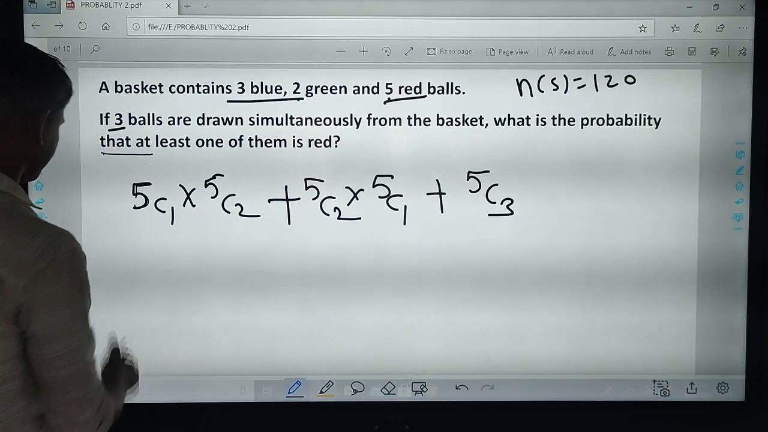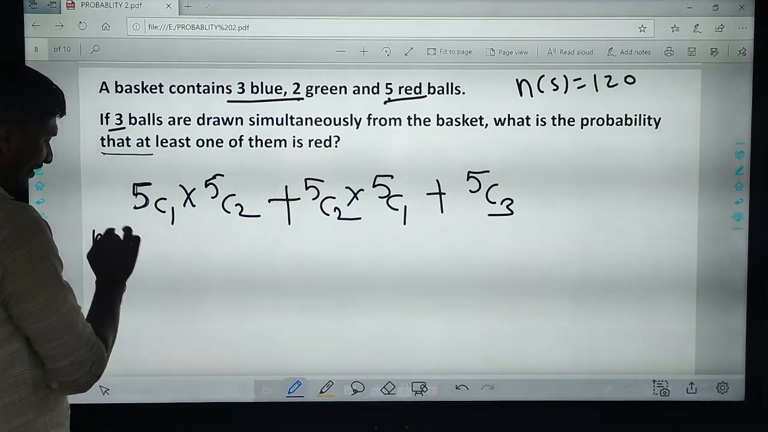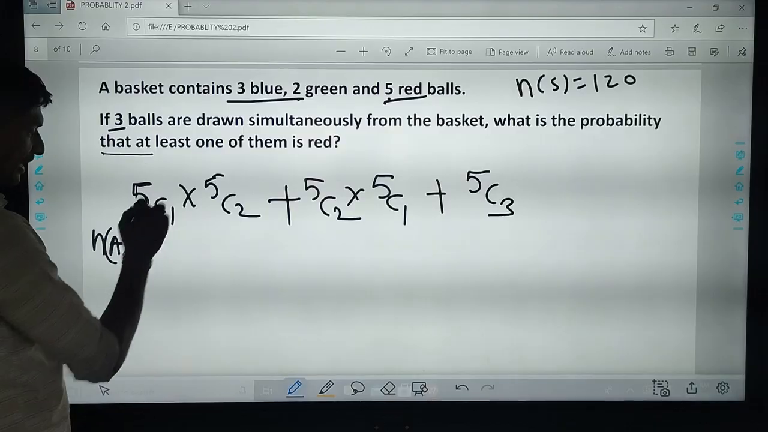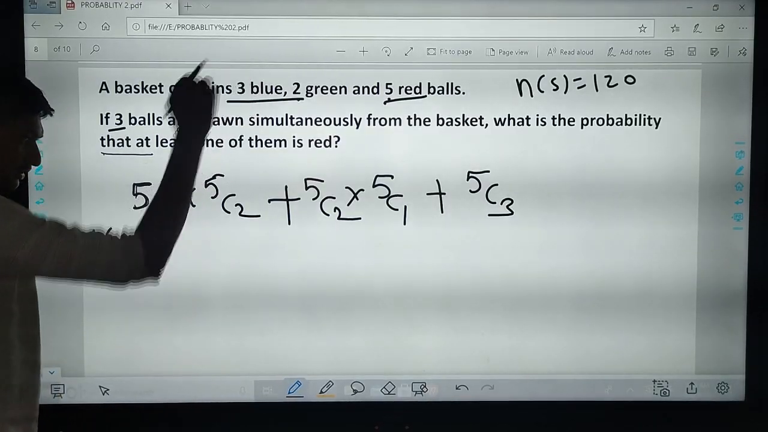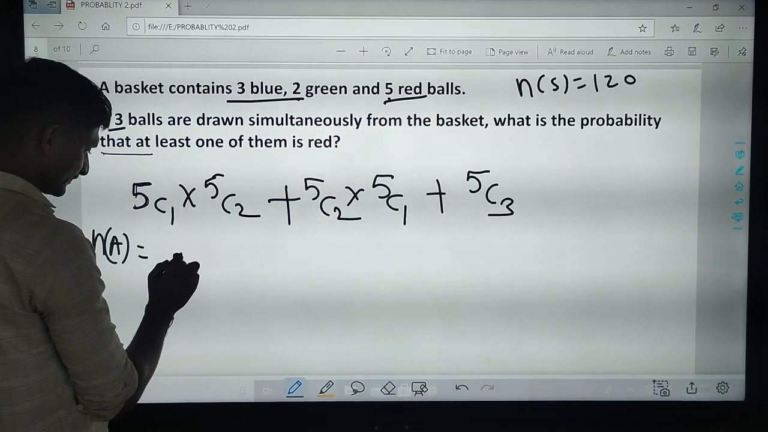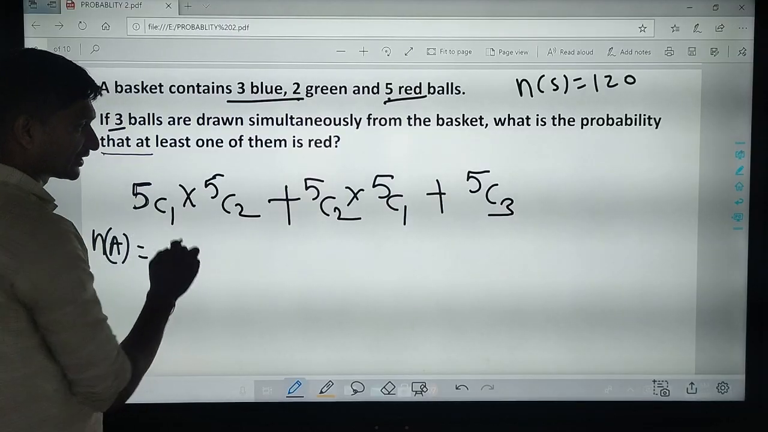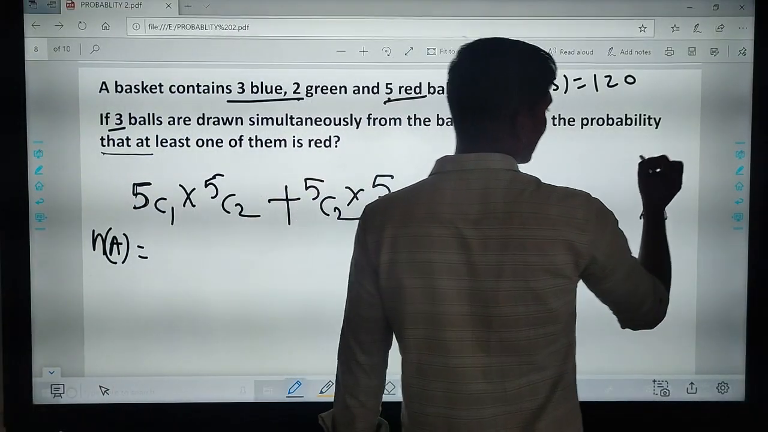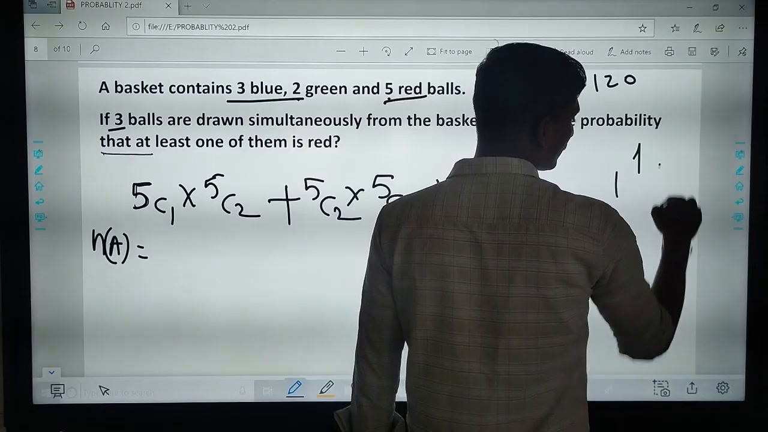Here n of A is equal to 5C1 into 5C2 plus 5C2 into 5C1 plus 5C3. Now here we find 5C1; we directly write the values here.